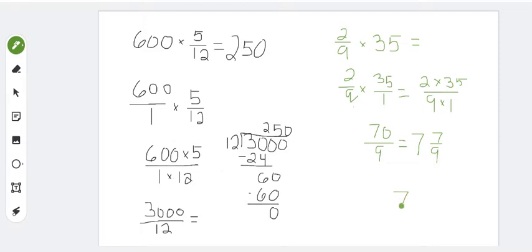I can also double check my answer, make sure that makes sense. Do 70 divided by 9. 9 goes into 70 7 times, 9 times 7 is 63. Subtract 70 minus 63 is 7. And so that remainder right there turns into my numerator.